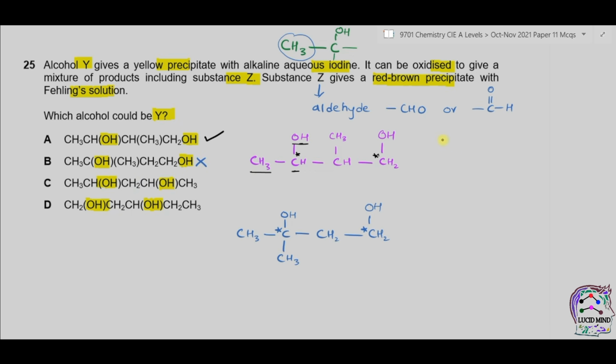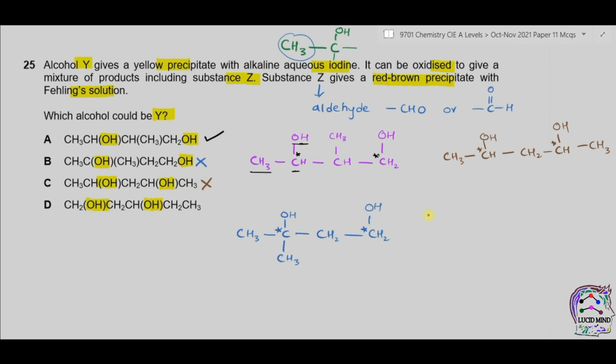Let's draw the third one. We have CH3, CH, OH, then we have CH2, CH, again another OH group is present along with CH3. Now we can see that both alcohol groups are secondary alcohol groups, so both will be oxidized to ketone. Aldehyde is not going to be formed, so therefore this is incorrect.